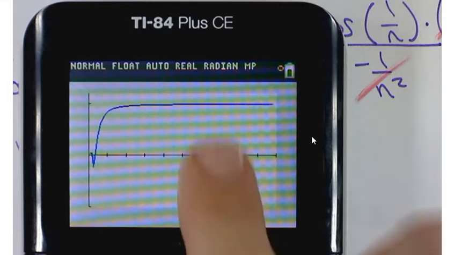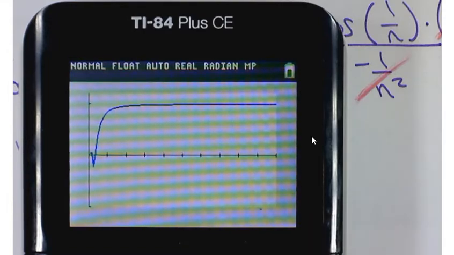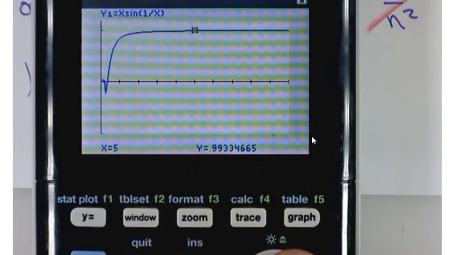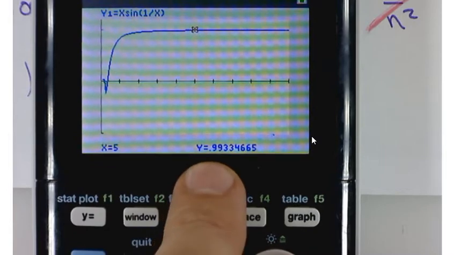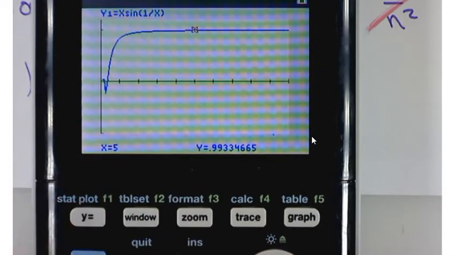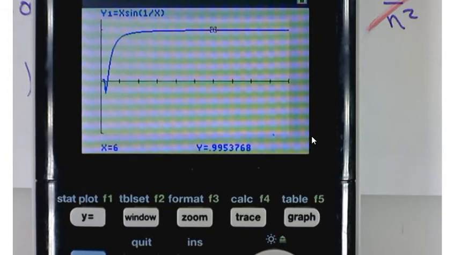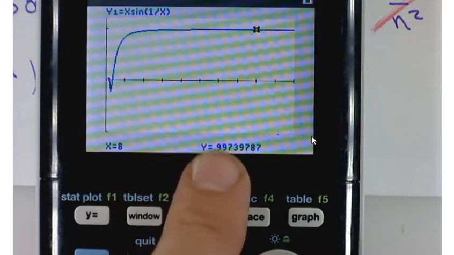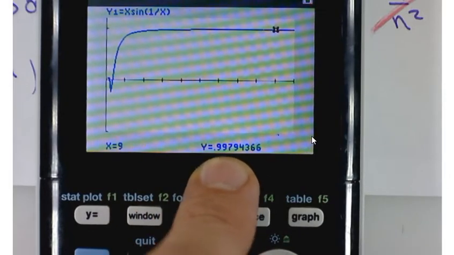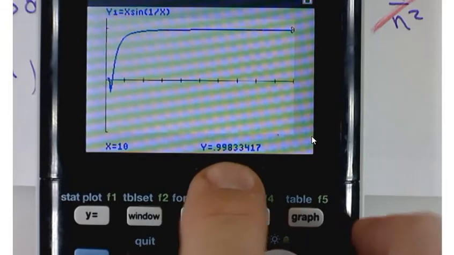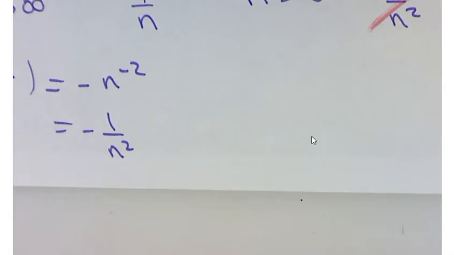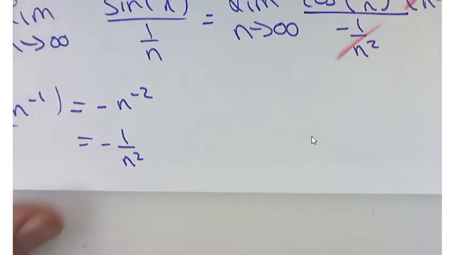If they're not convinced here, what you can do is hit the trace key right here. That'll put a coordinate on your function. You've got your x and y coordinates. Watch as I increase my values for x. In fact, I'm just typing in 6, 7, 8, and you can see the y values. 9. They're getting closer and closer to 1. So nothing wrong with checking it on your graphing calculator. Thanks for the question. Anything else on number 40 here?